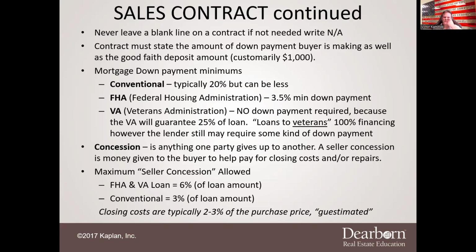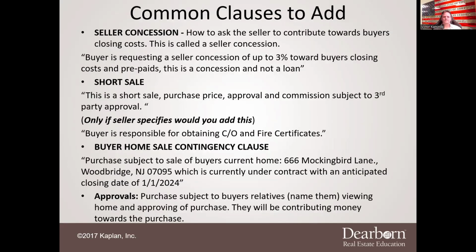Typical closing costs are guesstimated to be around 2 to 3% of the purchase price of a home. Those are your typical closing costs. So a seller's concession, how do we ask for one on a contract? Well, you'd probably write something along these lines: Buyer requests a seller's concession of up to 3% towards the buyer's closing costs and prepaids. This is a concession and not a loan. Prepaids are basically prepaid points or interest on a buyer's loan.